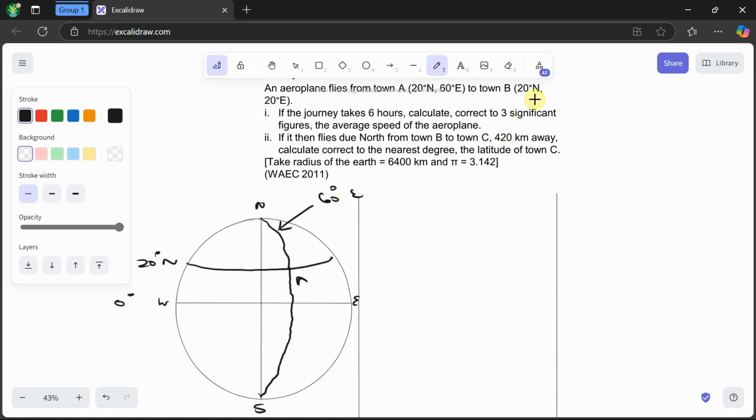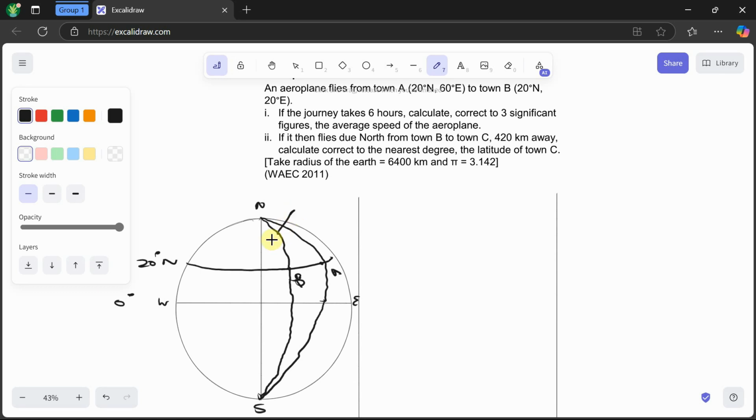Town B is 20 degrees north and 20 degrees east. So if both of them are east, let me make this one the 20 degree zone. Let me just remove this label and call it 20 degrees. Let me remove this A. Let me make this one B, 20 degrees, and I'll draw on that one outward. Let's assume that these are A, these are B, just to make it more representative.